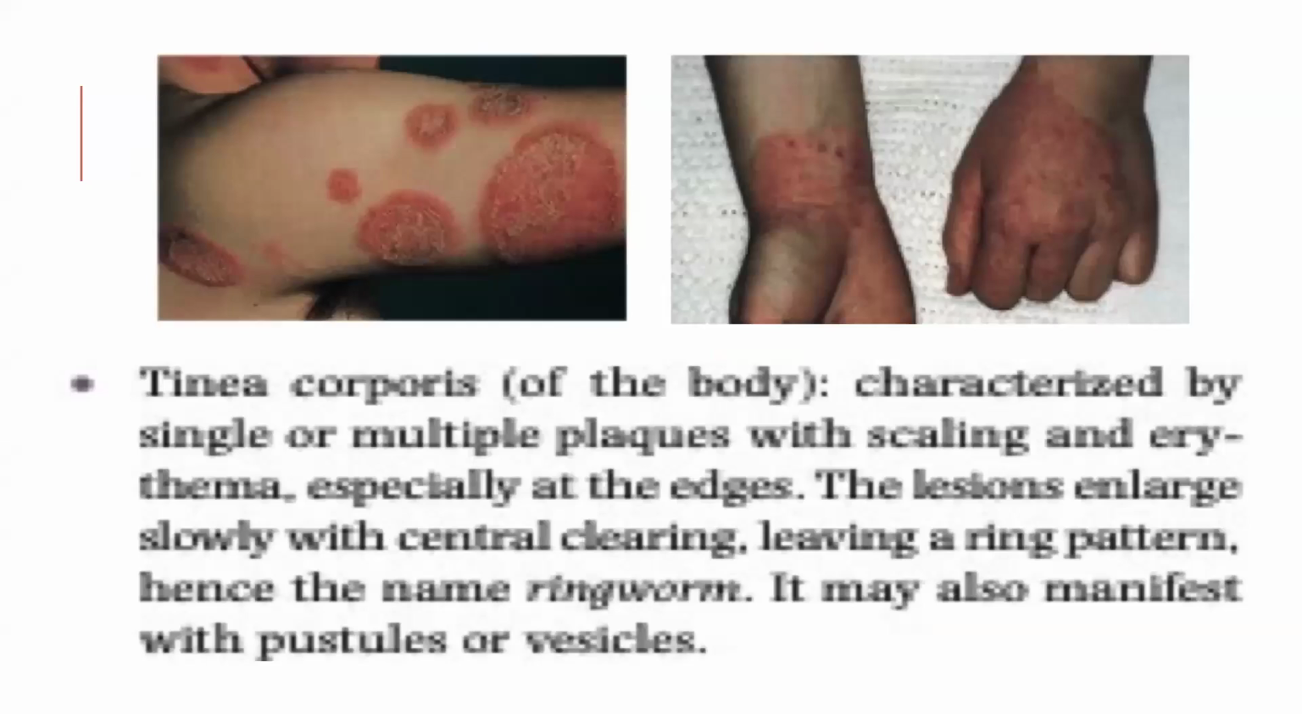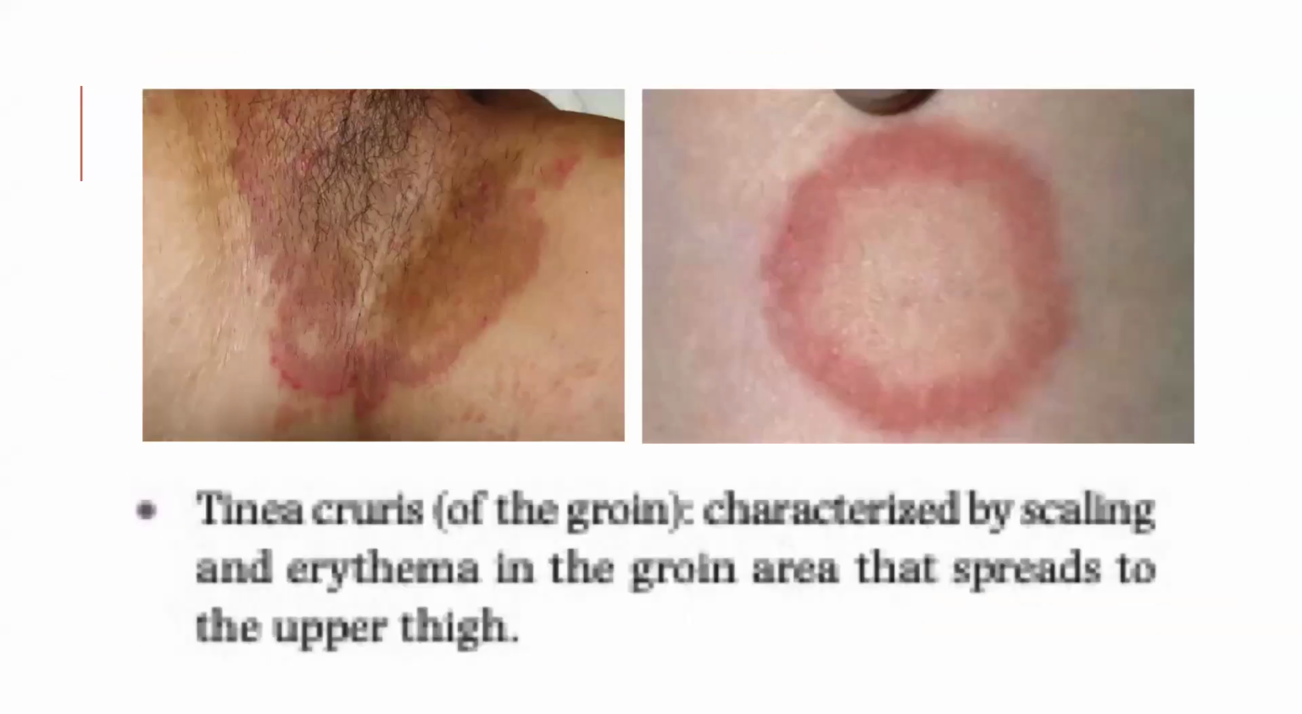Tinea corporis of the body, characterized by single or multiple plaques with scaling and erythema, especially at the edges. The lesions enlarge slowly with central clearing, leaving a ring pattern, hence the name ringworm. It may also manifest with pustules and vesicles.